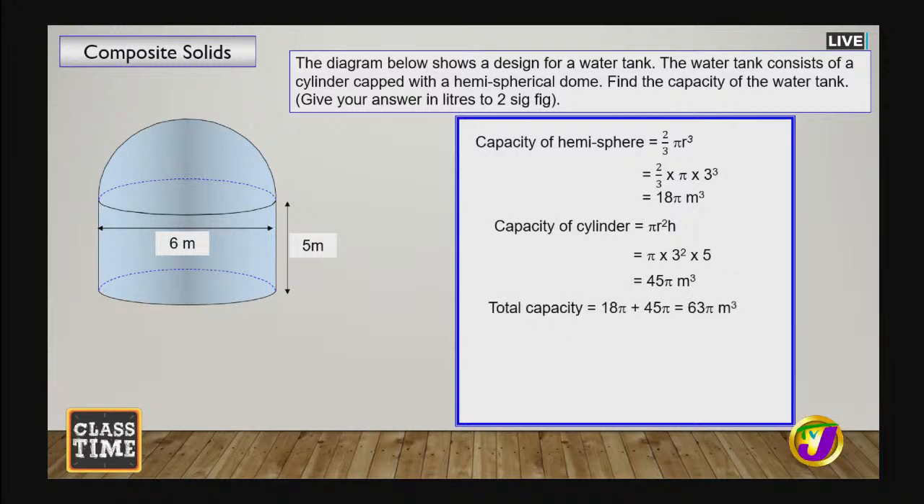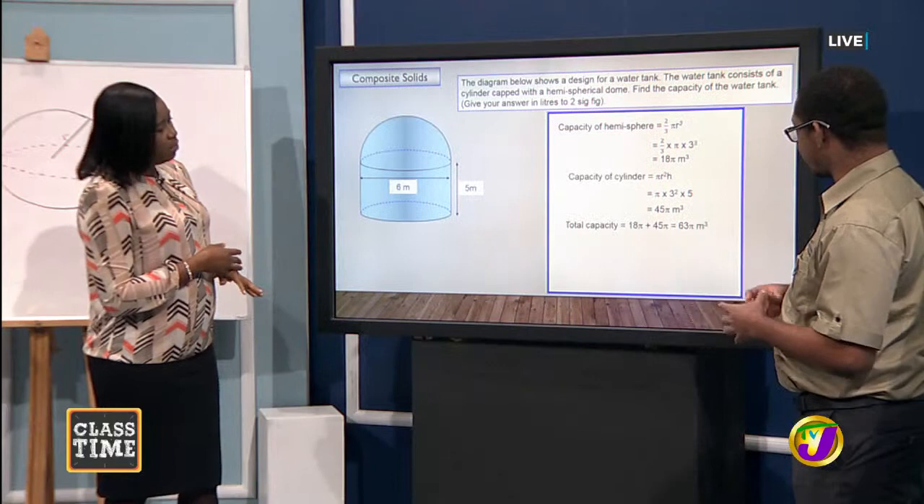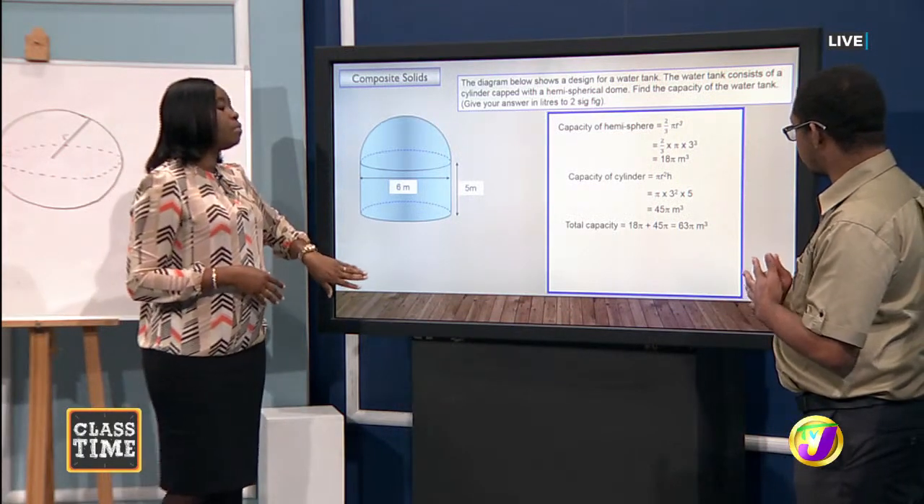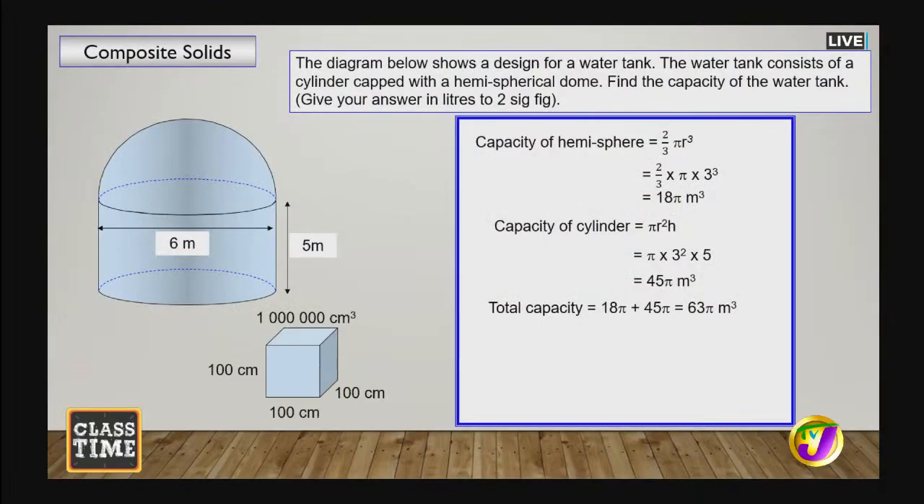So therefore, the total capacity for this cylinder-capped water tank is... It's two shapes being combined together, so we're going to be adding them to get 63 pi cubic meters. Okay, so we have cubic meters.